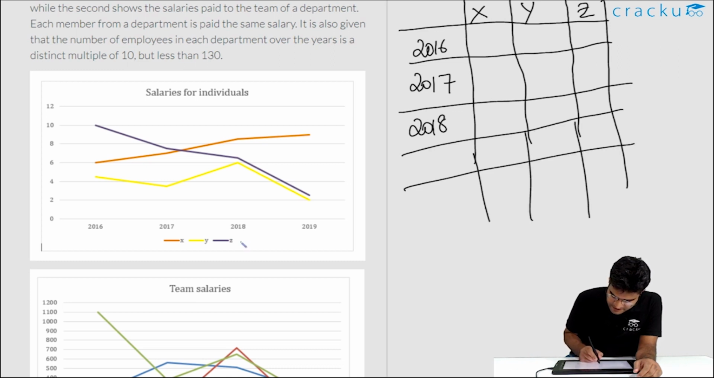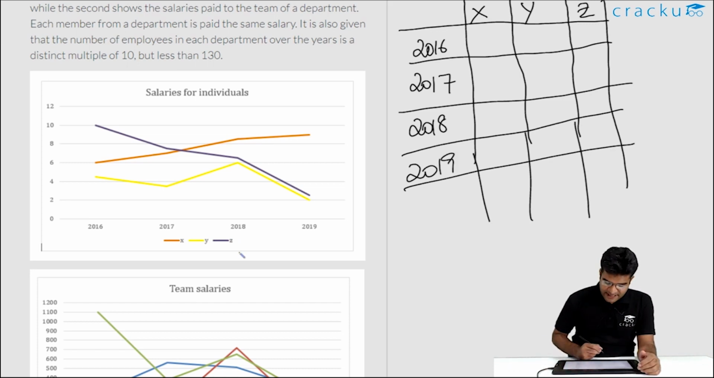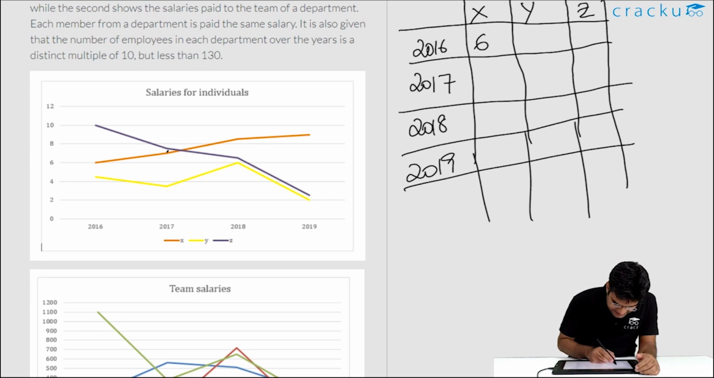Our strategy is quite simple. We'll jot down both the tables, and we'll first try to identify what is X, what is Y, and what is Z. We can do that by looking at the individual salaries and the total salaries, and there should be a multiple of 10. So if you are jotting down the information of X, in 2016, initially it is around 6. In 2017, this is say around 7. In 2018, this is say around 8.2. In 2019, I think it is in the middle, so this will be around say 9.